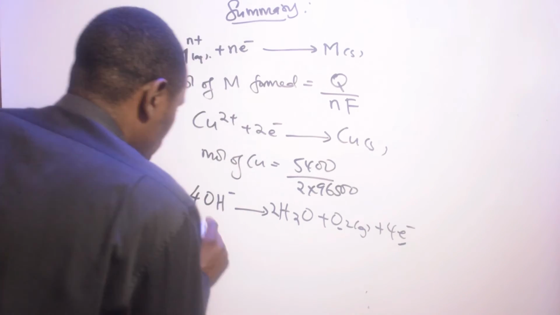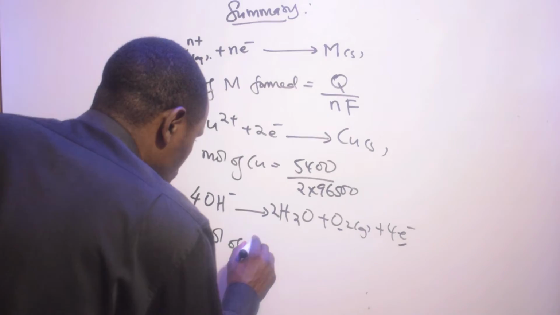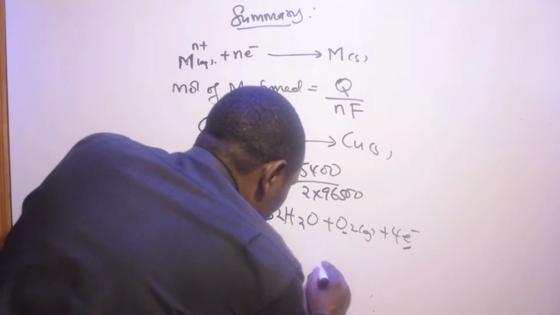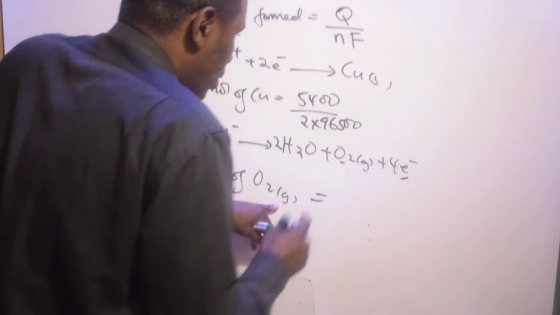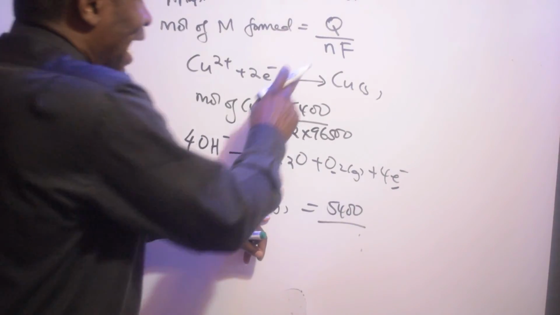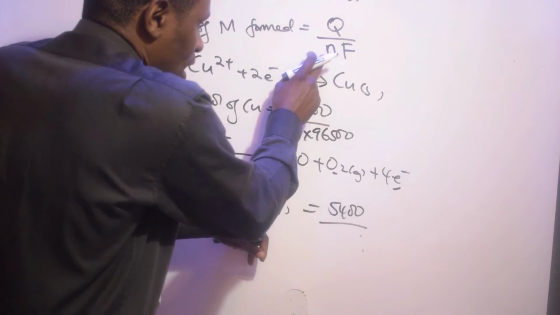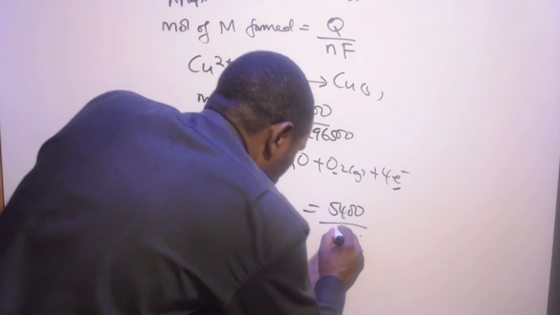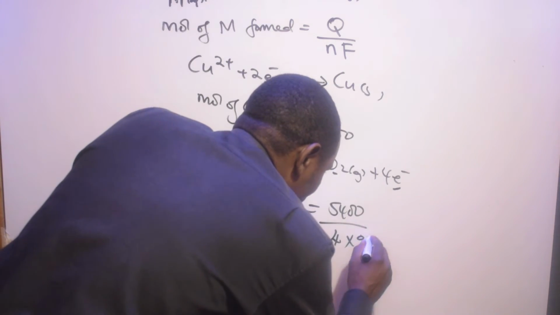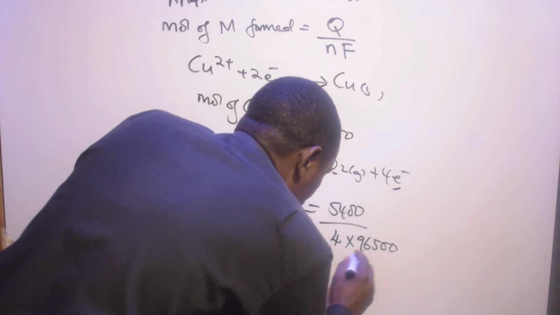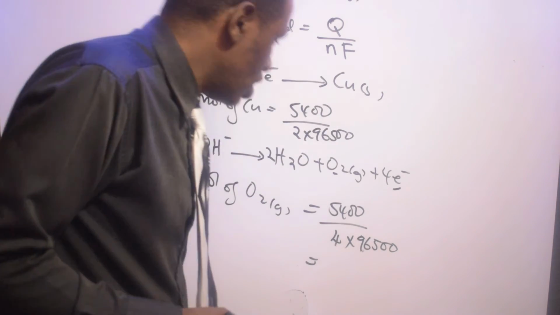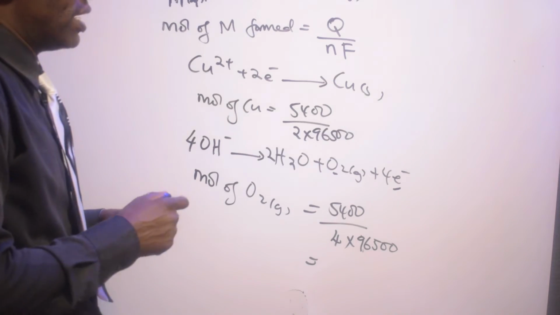Therefore, to get the moles of oxygen gas, the moles of oxygen gas here will again be equal to Q, and our Q here is 5,400. I divide by N. In this particular case, the number of electrons we require is 4. Therefore, I'm going to have 4 multiplied by 96,500, and this is what we've just talked about. So basically, that is all that you need.